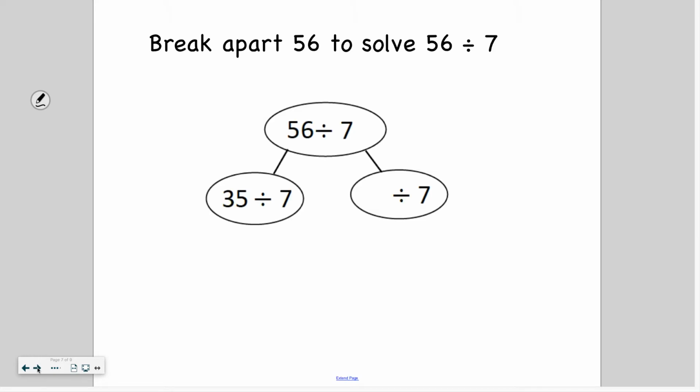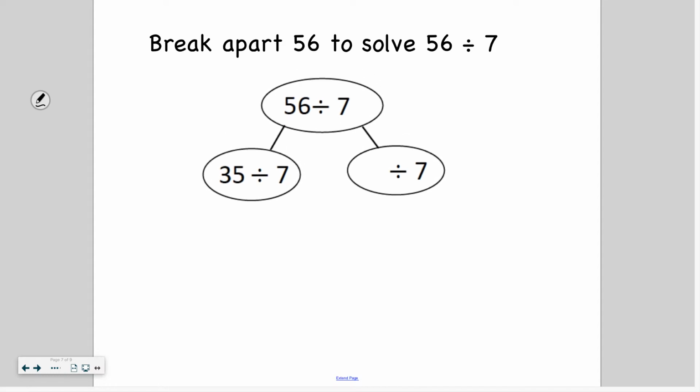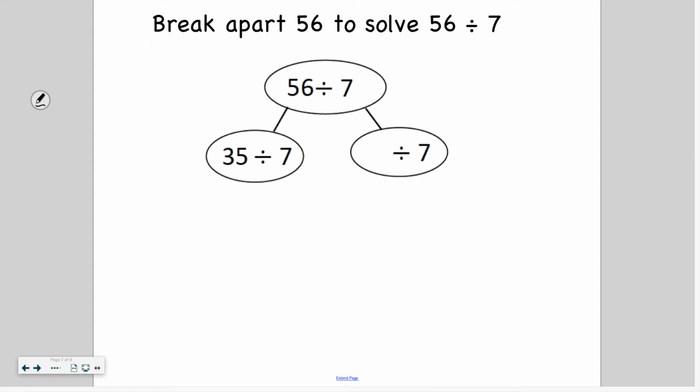So let's look at a division problem. Here I want to break apart 56 to solve 56 divided by 7. I see they broke apart 56 to be 35 and something else. To find out what that something else is, I'm going to subtract 35.